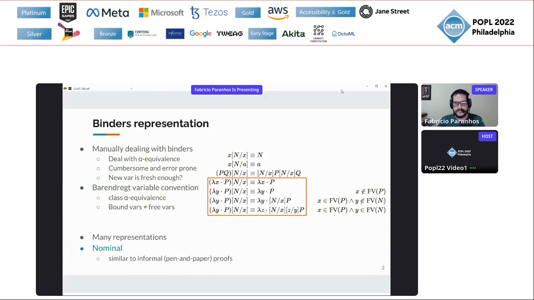We have many representations to do this kind of work, like de Bruijn indexes or locally nameless, higher order abstract syntax. But with these representations, when you try to compare your formal proofs with the informal proofs, they are too different, so sometimes it is too hard to relate one to the other. But with the nominal approach, one of the selling points of this representation is that the formal proofs are quite similar to the informal pen and paper proofs.